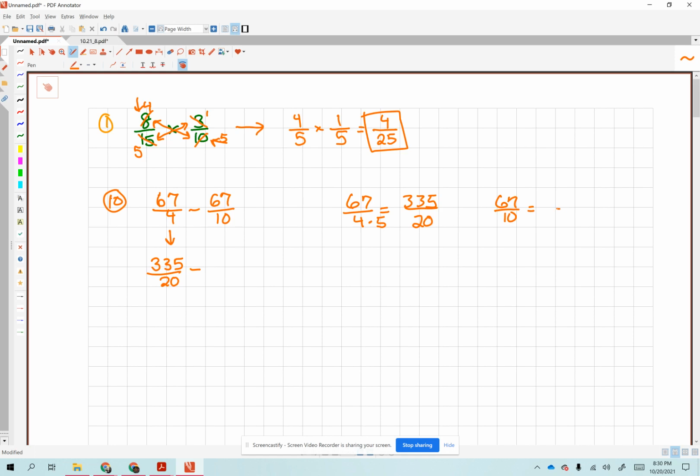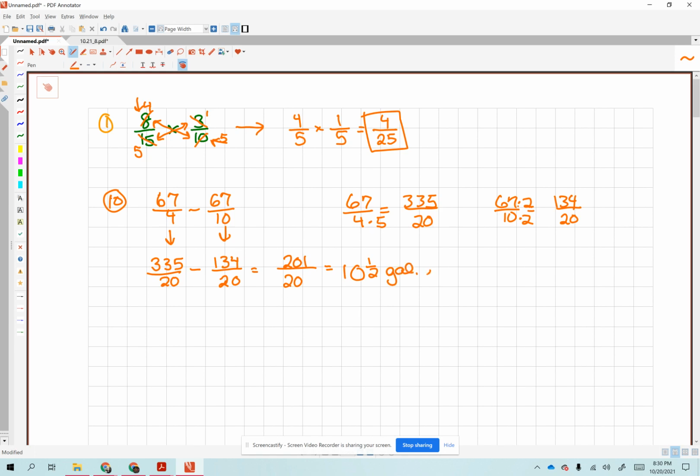67/10. We want to convert that to 20ths. So we know that 10 times 2 is 20, so 67 times 2 is 134. So we'll rewrite the 67/10 as 134 20ths. Now, I already have my denominator. My answer is a denominator of 20. I just need to simply subtract 134 from 335, which gives me 201. And if I divide 201 by 20, I get 10 1/20.